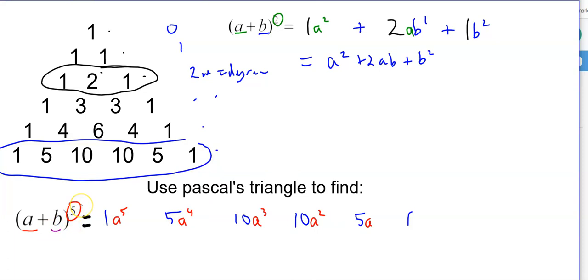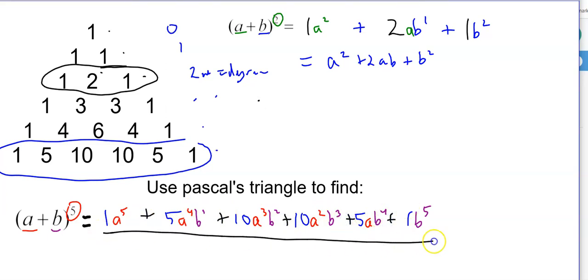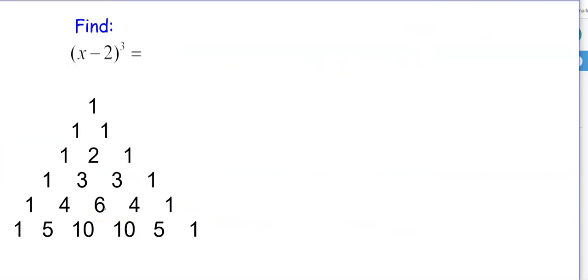Next term is also to the fifth, but that's our last term, so I'm going to put b to the fifth, b to the fourth, b to the third, b to the second, b to the first, and then just a constant there. I'm going to put pluses here. None of them seem to be negative, so I think we've got that. That would be our answer. You could simplify it slightly, you don't necessarily have to write the 1a to the fifth, but that's how you use Pascal's triangle to expand.